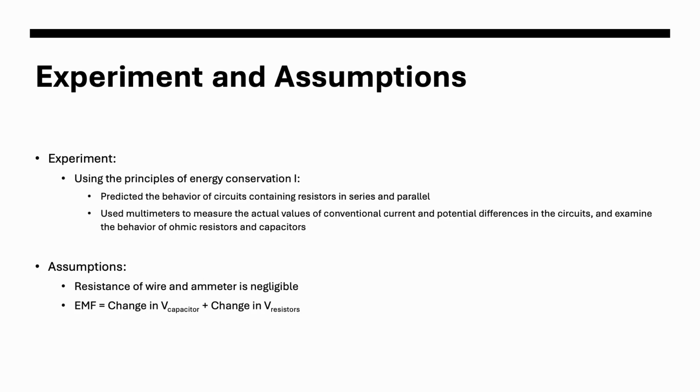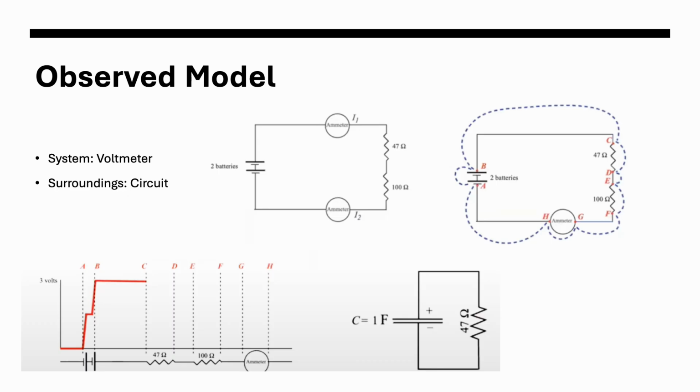Now, to do the experiment, we had to make some assumptions. The experiment was using the principles of energy conservation to predict the behavior of circuits containing resistors in series and parallel, and using multimeters to measure the actual values of conventional current and potential differences in the circuits. And we assumed that the resistance of the wire and ammeter is negligible, as well as the EMF equals the change in capacitor plus the change in resistors.